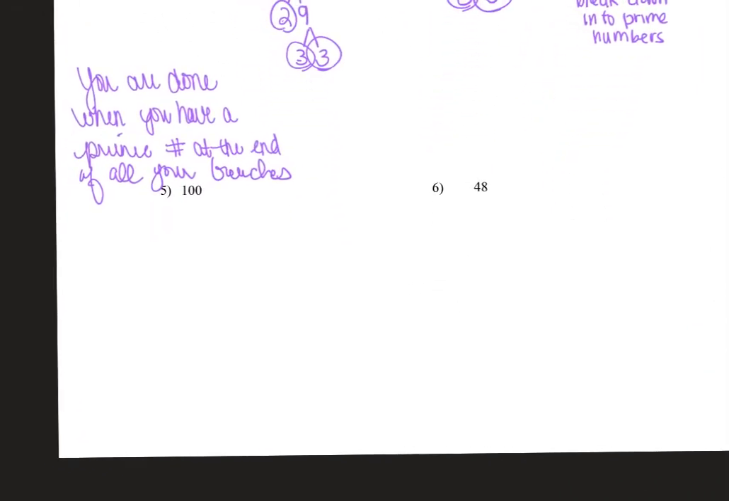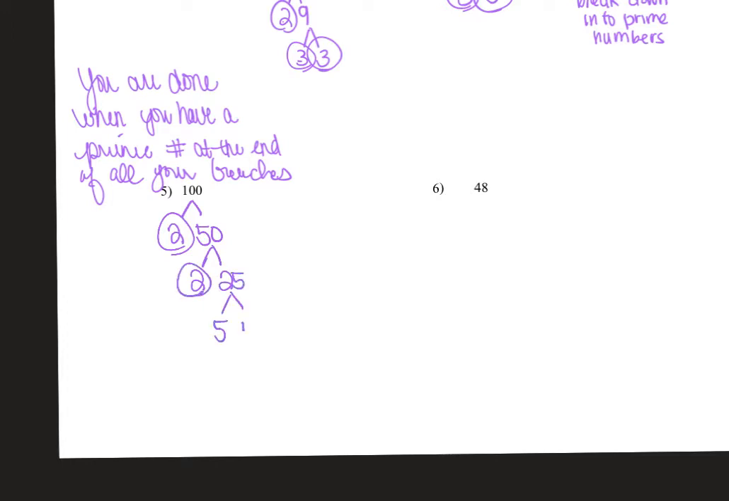All right, 100. So it is even, so I'm going to do 2, and 2 times 50, and 2 is done. 50 is even, so I'm going to do 2, and I have 25. 2's done, and now I have 25. Well, I just did 25. I know it breaks down into 5 and 5, so I'm done. So my tree looks like this, 2, 2, 5, 5.